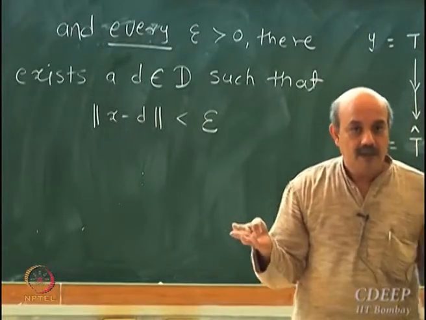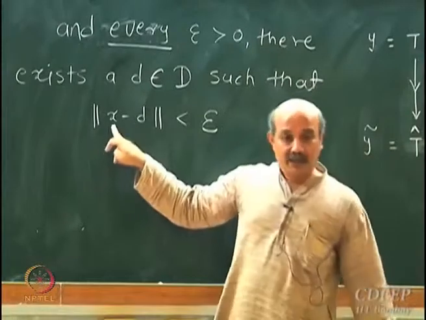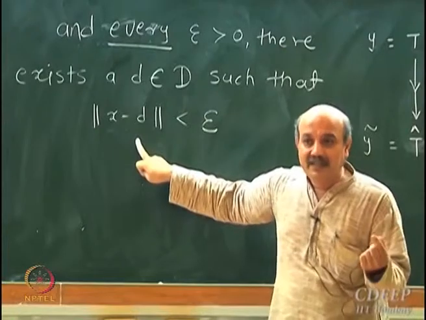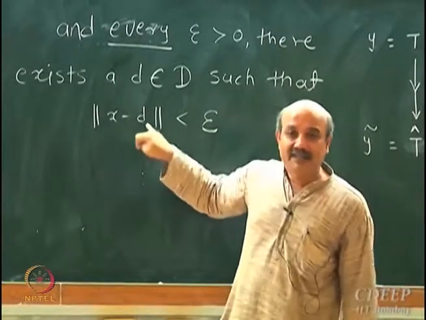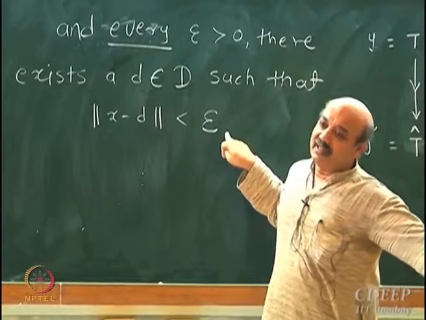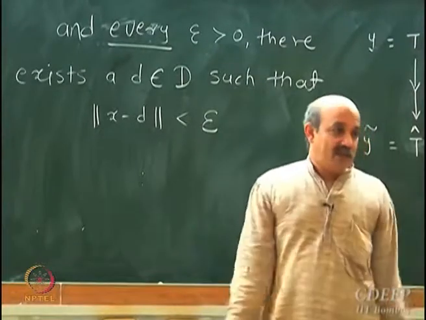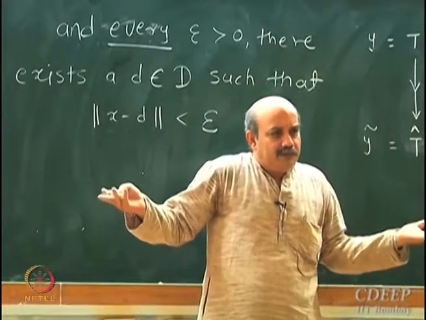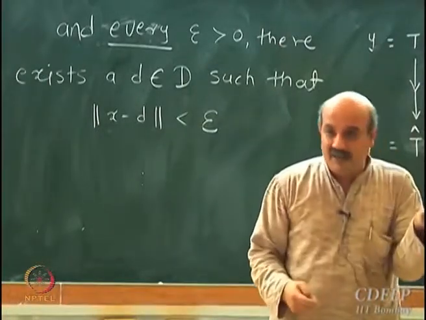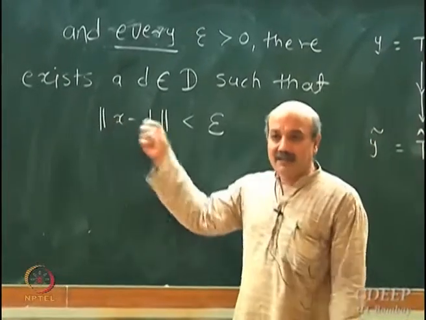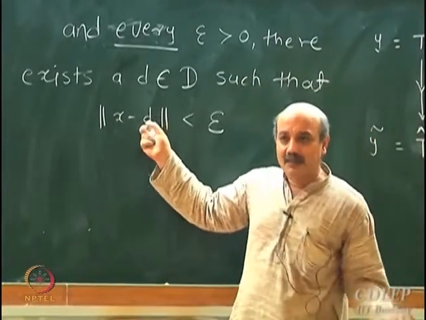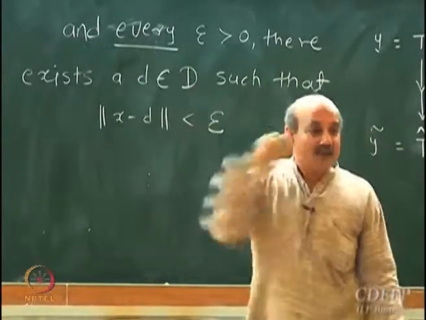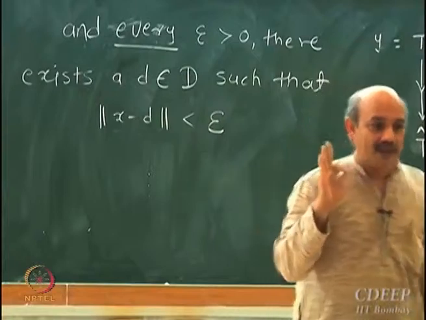Is it possible? Given pi, it's possible to find a rational approximation such that pi minus that number is less than 10 to the power minus 9. And somebody doesn't accept 10 to the power minus 9, and he says 10 to the power minus 17, fine. I can find a rational number such that pi minus that rational number will be less than 10 to the power minus 17. So every epsilon, any epsilon, that is very important.